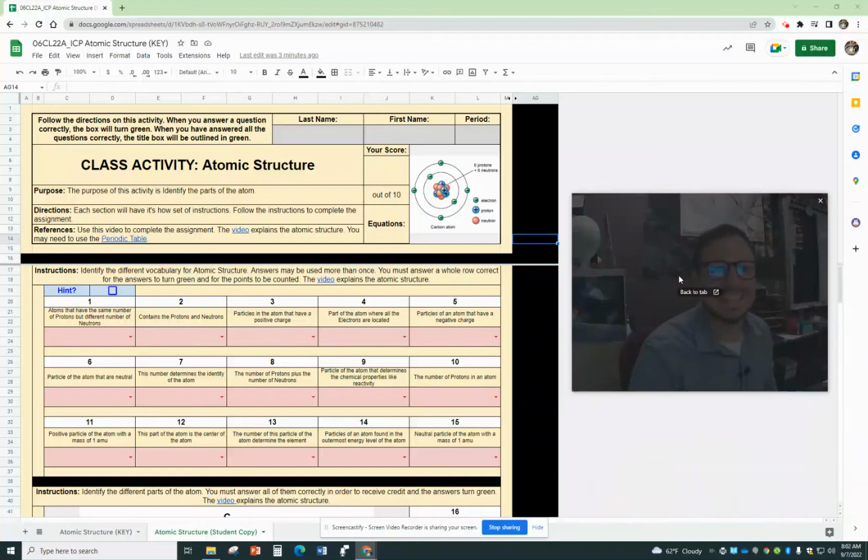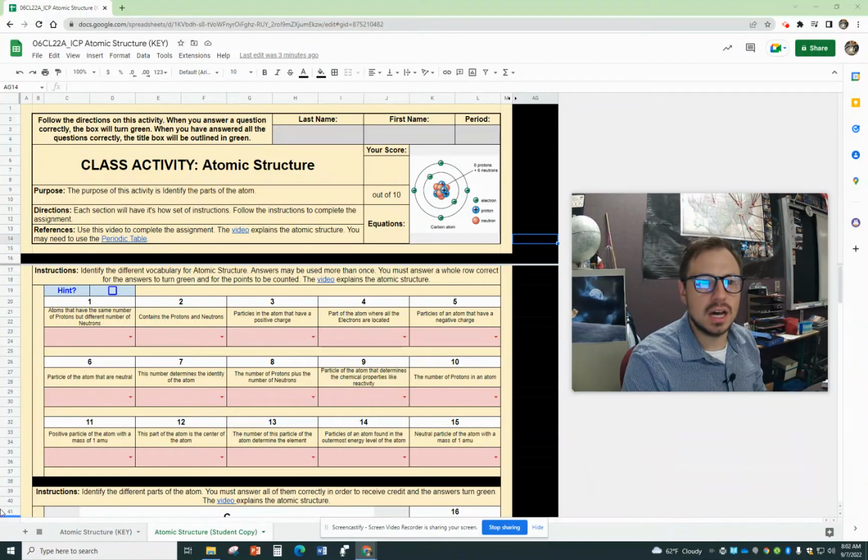All right, this is the class activity on the atomic structure. So you can see here the purpose of the activity is to identify the different parts of the atom. So let's just take a look at the references. There's this video that will help you complete the assignment. There is also a couple other videos.